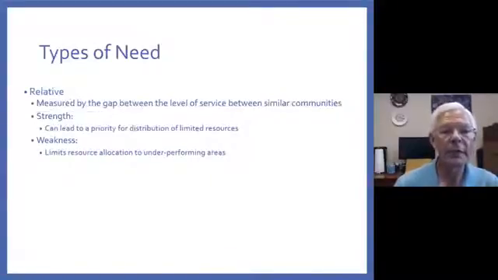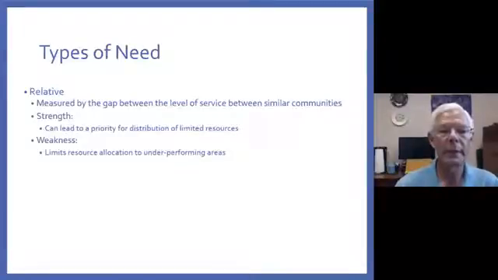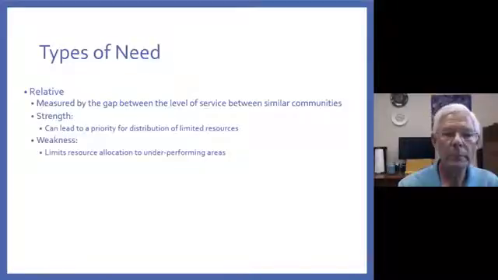In terms of relative needs, they are measured by the gap between the level of service between similar communities. The strength of this type of need is that it can lead to a priority for distribution of limited resources. A weakness is that it limits resource allocation to underperforming areas.